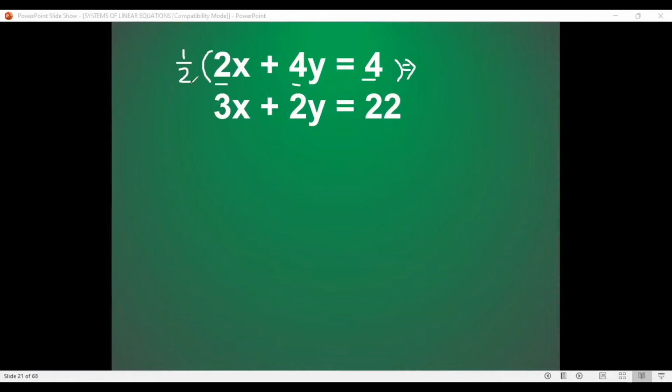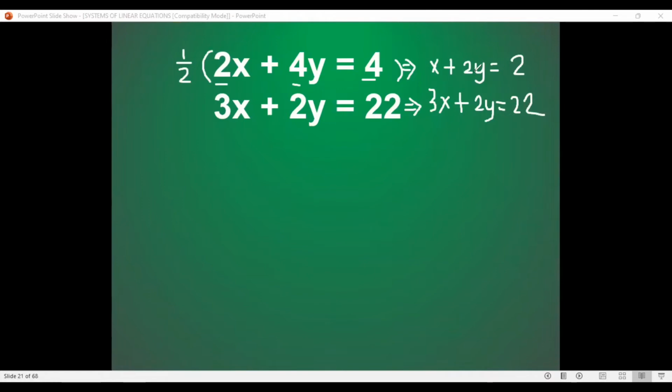So we have now 1/2 of 2x. The answer that you will be getting there is x. 1/2 of 4y becomes a positive 2y. And then 1/2 of 4 is equivalent to 2. Okay, and then for the second equation, we simply copy. So there you have 3x plus 2y equal to 22.